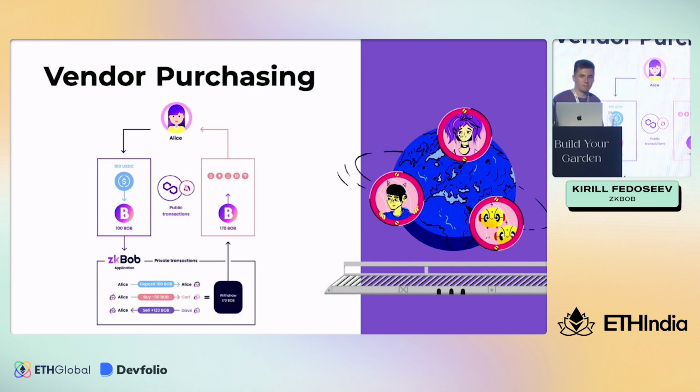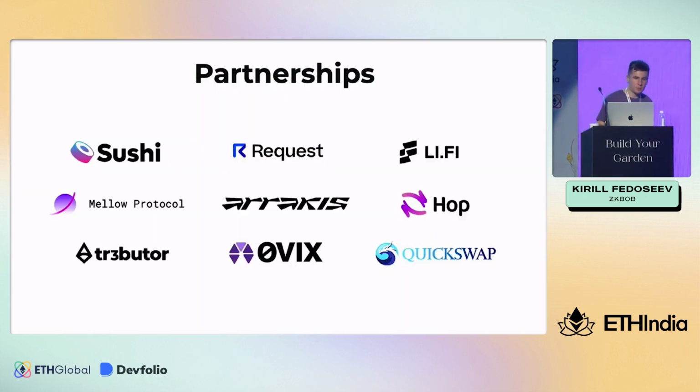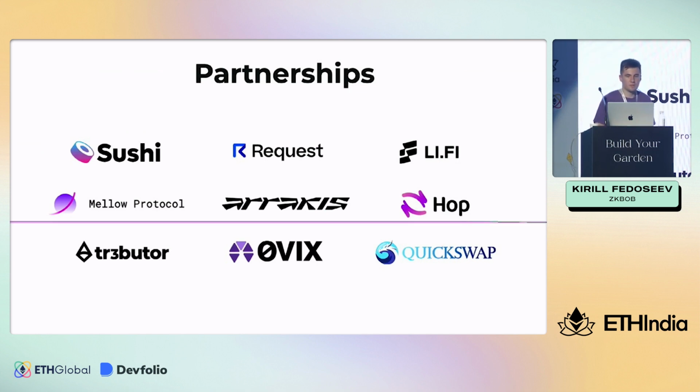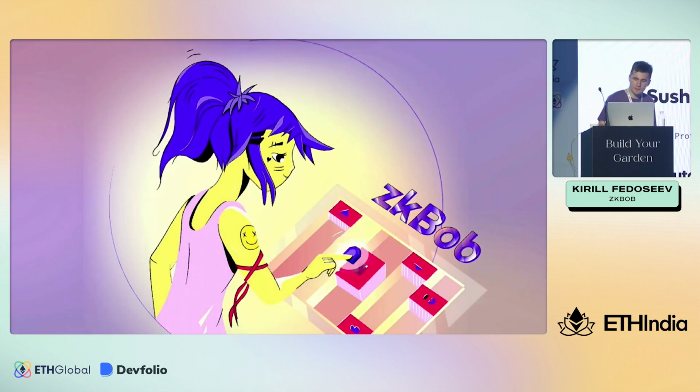Another use case is vendor purchasing. The idea is that you can easily organize peer-to-peer payments within the privacy pool. You can buy things and sell things to other peer-to-peer participants for small amounts with ease. So far we have acquired a few important partnerships with our protocol, and we are working hard on expanding the list. We are working on integrations with additional AMM protocols, lending markets, different invoicing providers, and so on.